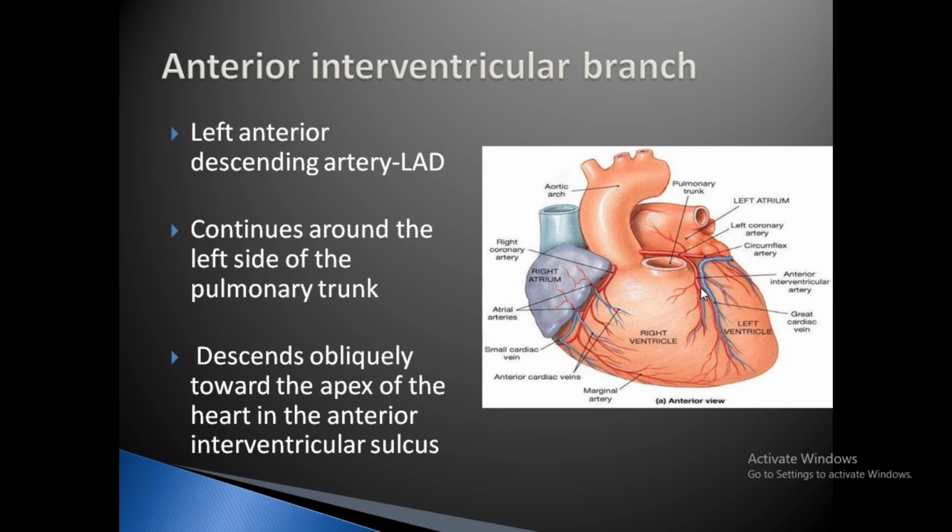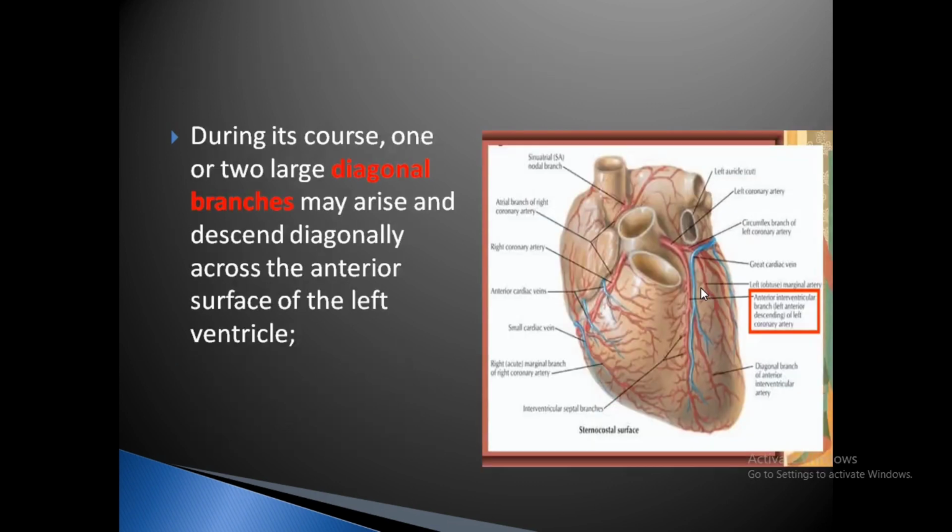It continues around the left side of the pulmonary trunk and descends obliquely towards the apex of the heart in the anterior interventricular sulcus. As the name indicates, it is the anterior interventricular artery, so it moves in the anterior interventricular sulcus. During its course, one or two diagonal branches may arise across the anterior surface of the left ventricle. You can see in the picture, this is the diagonal branch of the anterior interventricular artery.